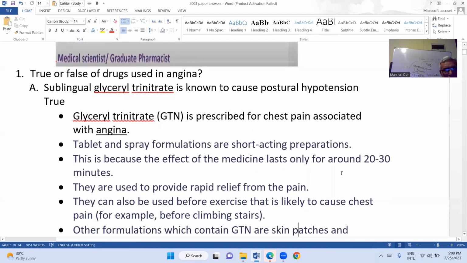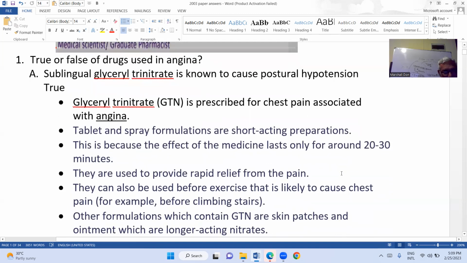Okay, we'll go to question number 1 in the 2003 paper. True or false of drugs used in angina. Sublingual glyceryl trinitrate is known to cause postural hypotension. Postural hypotension is when the patient is in a standing position, they can faint because not enough blood is going to the brain.